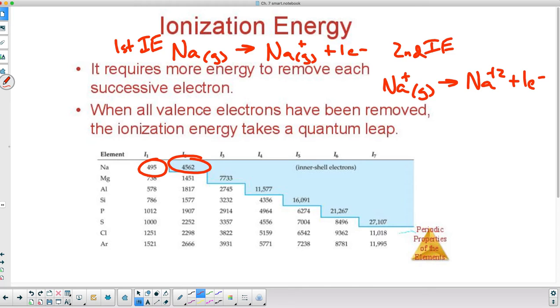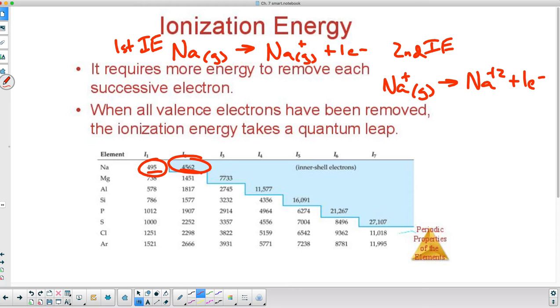It's actually a 9-fold jump in the amount of energy it takes to remove the second electron from sodium rather than the first. Now why is that? When all valence electrons have been removed, the ionization energy takes a quantum leap. That means it takes a large step. That's what's in the blue. So if we go from a valence electron at 495 to an inner core electron, it goes to 4,562. So clearly there's a huge jump there, and that happens for all of them.